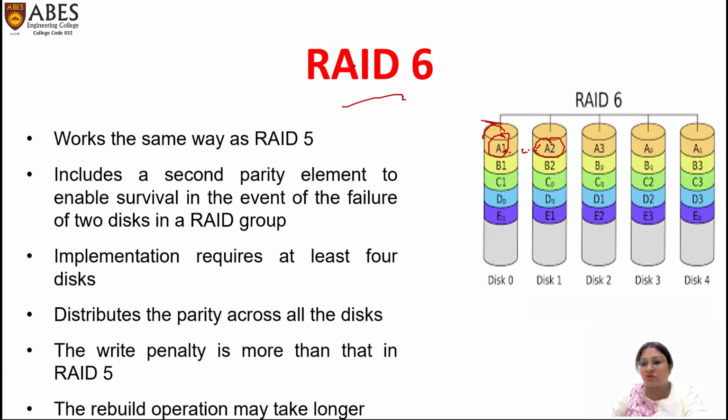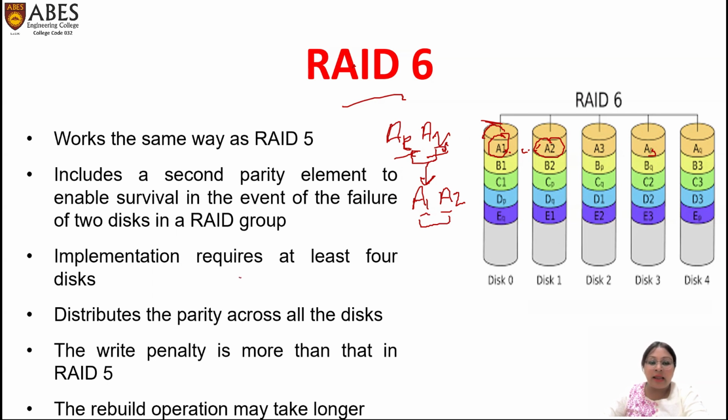But in RAID 6 there are two parities, AP and AQ. By these two parities, AP and AQ, you can get A1 and A2 by using a formula like in maths. If there are two variables and two equations, then you can retrieve the values of both the variables by using the two equations. By this two-equation method of maths, you can get the data retrieval of A1 and A2 by using the two parities AP and AQ.